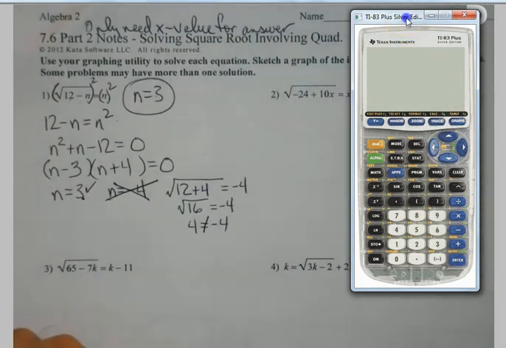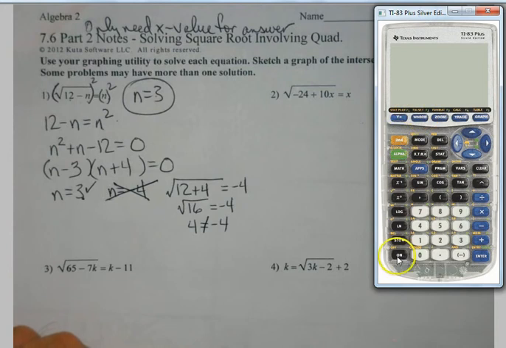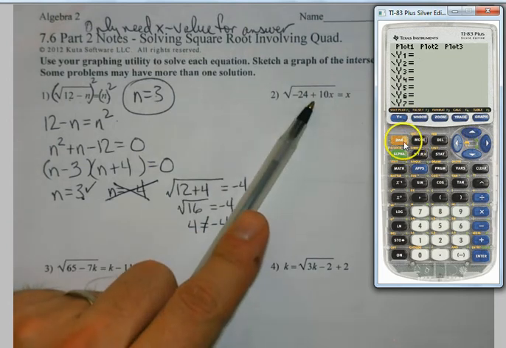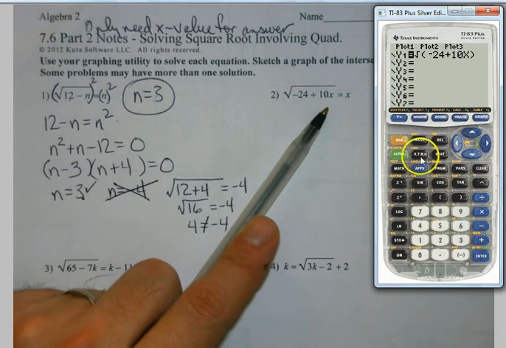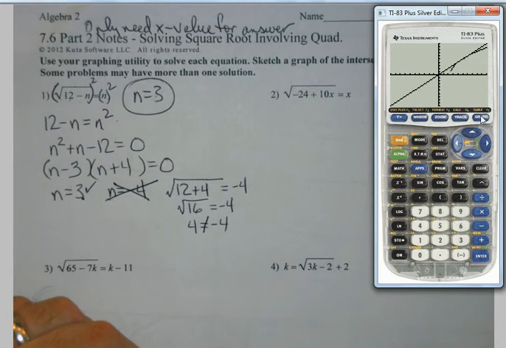So again, I'm not going to force you to use the calculator, but I really think when you start looking at it, it's going to be worth your while to do it that way. So let's play around some more here. I got negative 24 plus 10x, and I just got x. And I graph it. And I'm looking at this and I'm going, well, it might cross at more than one place. I'm looking here, ew, I'm not really sure.